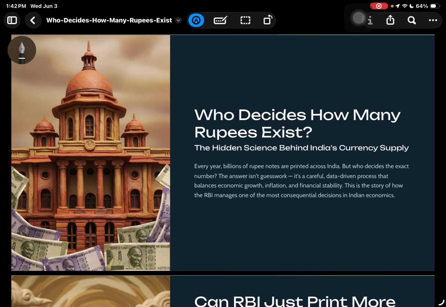So, the topic of today is who decides how many rupees exist. Now, this topic comes in from a request from one of my best friends, Himanshu Chopra, who in the previous video wanted to understand how RBI decides how much money needs to be printed and how RBI prints money, right? So, the process of RBI printing money is quite different from RBI creating money. RBI doesn't create money, it prints money.